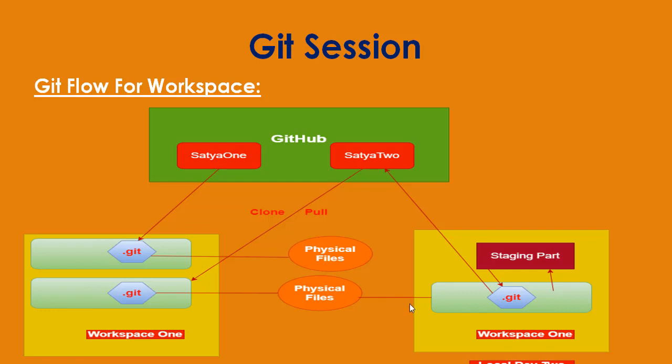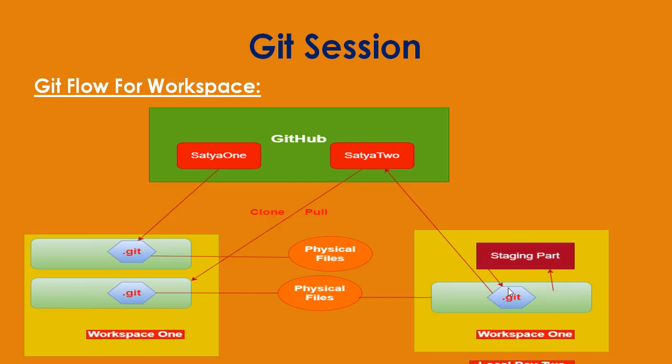So here local dev1 is working on two different projects. So local dev1 cloned from two different repositories called Satya1 and Satya2, and local dev2 is working on one project. So local dev2 cloned from one repository called Satya2. So how to create a repository and clone a repository? For this you need to visit my previous videos, whose links are mentioned in my description section, that is the Git and GitHub tutorial playlist.